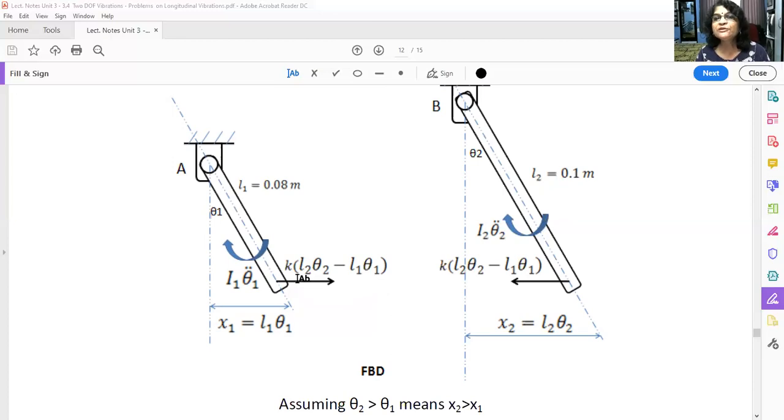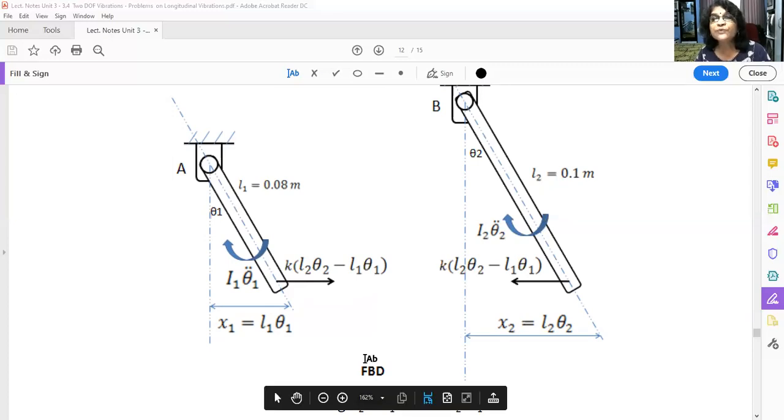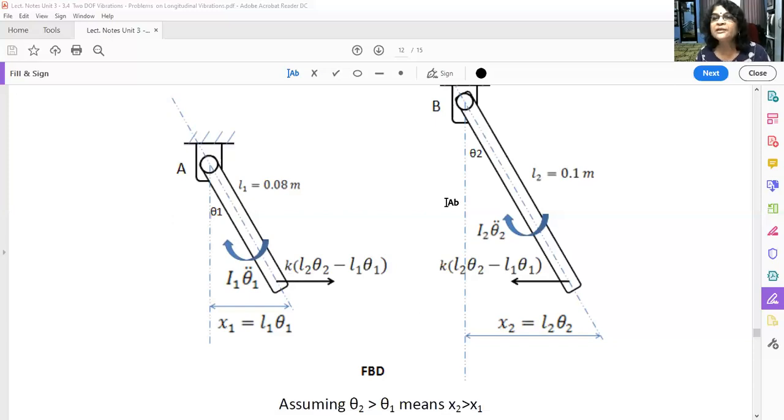And there is only the spring force. So what is the spring force? What is the net deflection of the spring? As I told you, x2 minus x1, so it is L2 θ2 minus L1 θ1, into K. Again you have to assume either θ2 is greater than θ1, or θ1 is greater than θ2. Now from this equation you come to know that we have assumed θ2 greater than θ1.